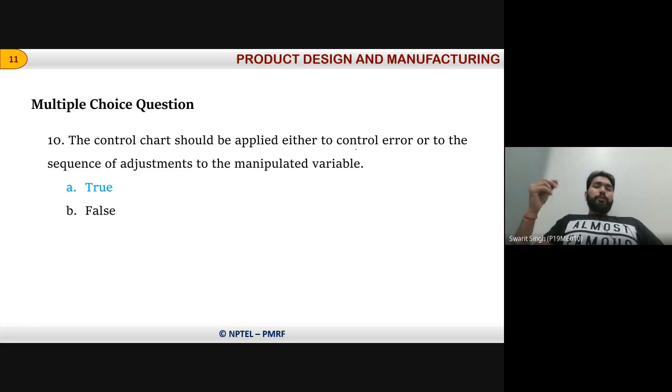So we used to assess those things, and then if the values are going out of the limit, out of the tolerance zone, we used to look at the cause for that, and then we used to rectify those errors. And this is the purpose of control chart. Okay, so in quality assessment, we use this control chart for controlling the error and adjusting the manipulated variables.